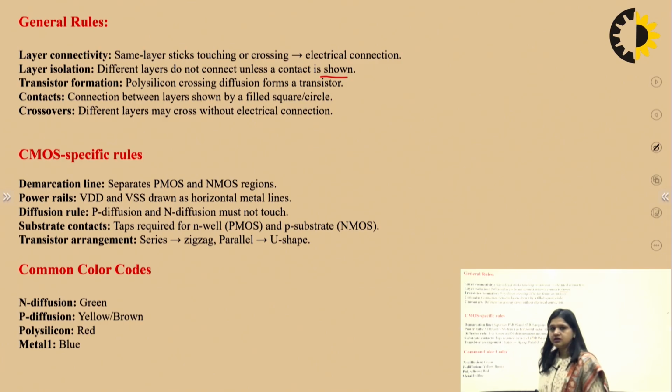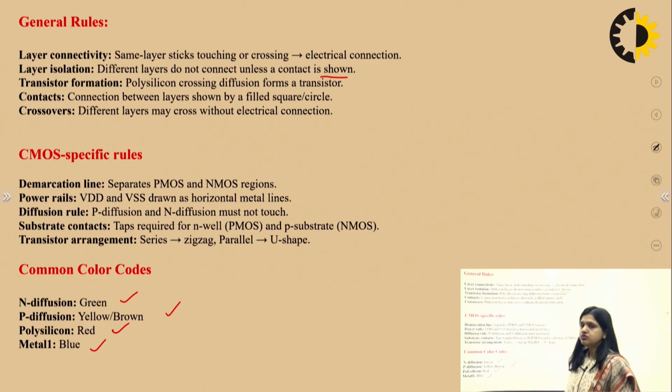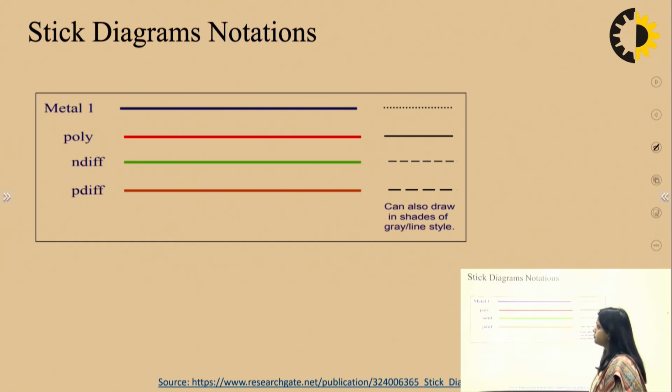Color coding: N diffusion is represented by green color, P diffusion is represented by yellow or brown color, polysilicon is represented by red, and metal is represented by blue. These are the color coding. You must remember these color codings. So now with the help of these general and color coding rules, we can easily design any stick diagram.